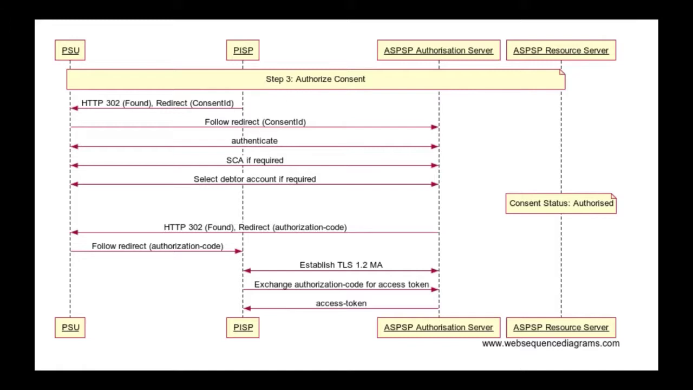In the redirection flow, the PSU is directed to the ASPSP authentication endpoint, and he has to provide his credentials and authenticate. If SCA is enabled, he has to provide the SCA information as well, and then he will get a consent page where he can see the initial details about the payment to be made. Then he can choose an account, and then he can authorize the consent. Once he authorizes the consent, the status at the ASPSP will become authorized.